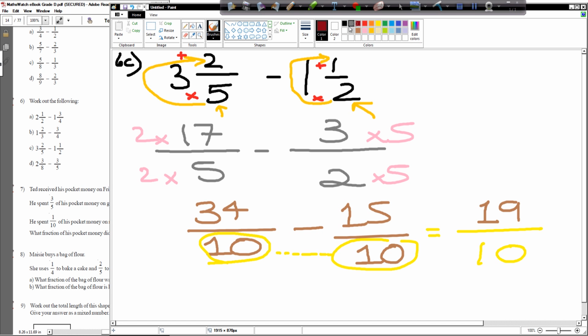So let's squeeze it at the bottom. So we have 19 divided by 10. What is 19 divided by 10? 19 divided by 10 is equal to 1 whole and 9 left over the original 10. And we have finished our question. Done.